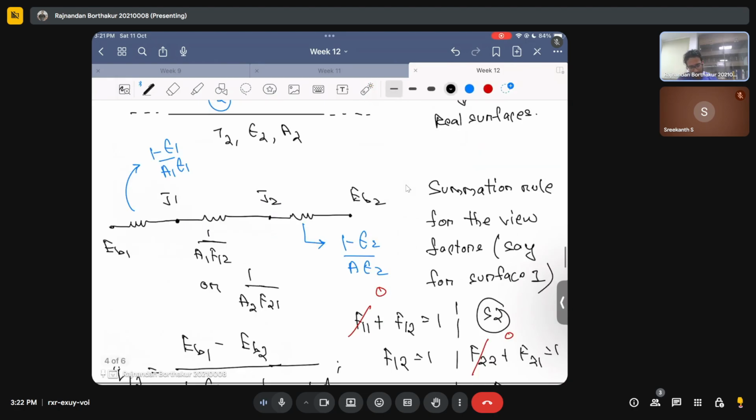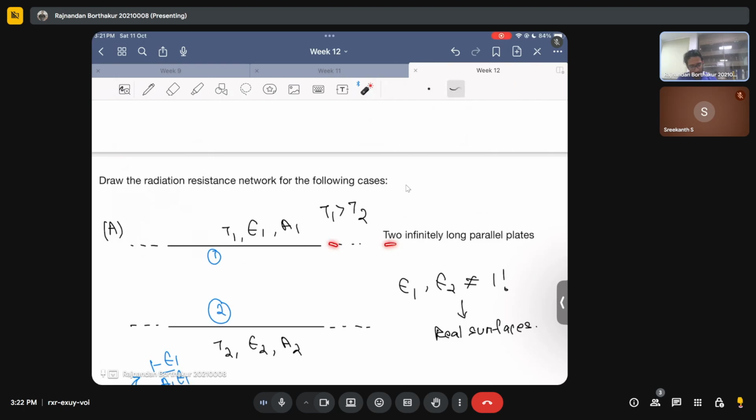Since the plates are, as I said, infinitely long, you can say that the area is equal to the length times the width. Length is going to be the same for the two plates. Width also is assumed to be the same here.